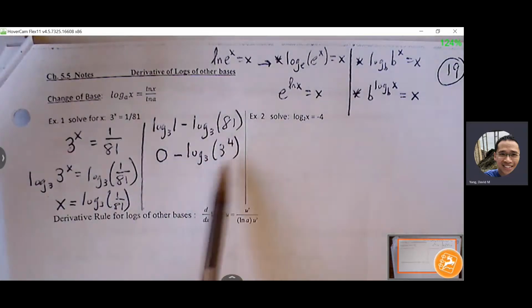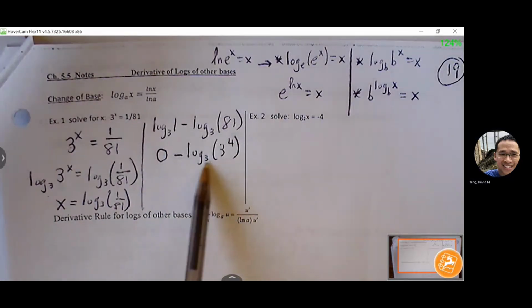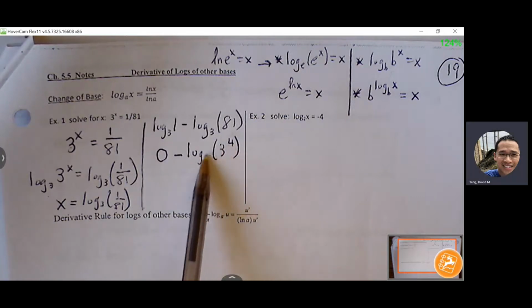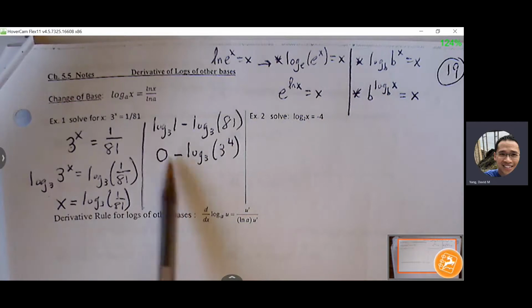Okay. We have some nice properties here. What's going to happen? This goes away. We're just left with what? 4. There's negative in front, so negative 4, right?